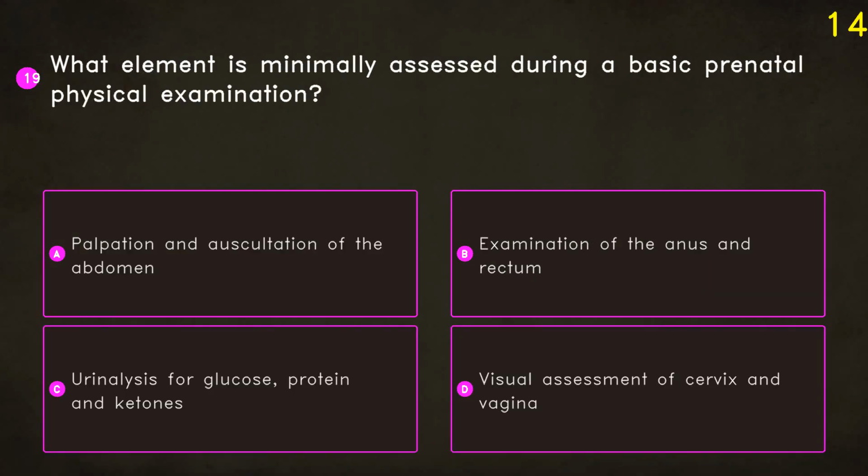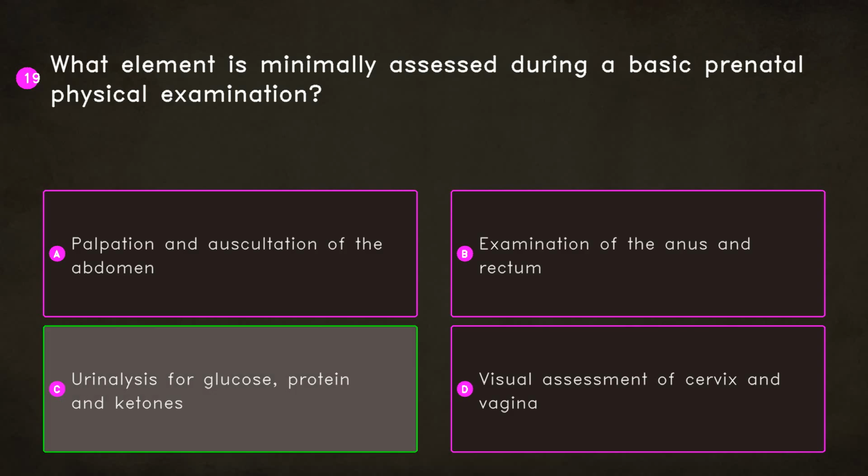Question 19. What element is minimally assessed during a basic prenatal physical examination? A. Palpation and auscultation of the abdomen. B. Examination of the anus and rectum. C. Urinalysis for glucose, protein, and ketones. D. Visual assessment of cervix and vagina.